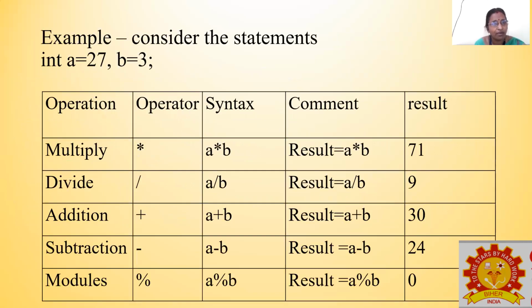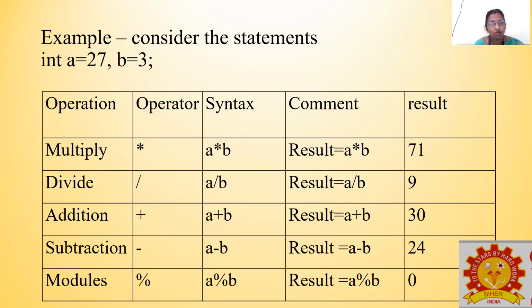So consider for example A equal to 27 and B equal to 3. Operation, operator, syntax and example. First we have multiplication, division, addition, subtraction and modulus. All these are called binary operations. The operator symbol is given, the syntax is given. So they are binary: A star B, A divide B, A plus B, A minus B and A modulus B. The results are given.